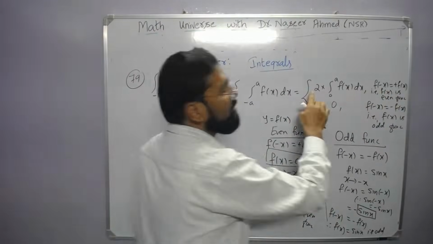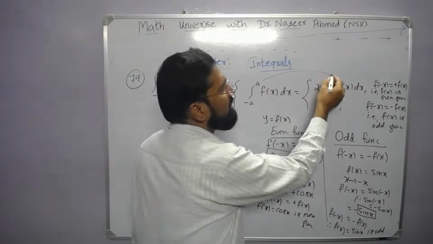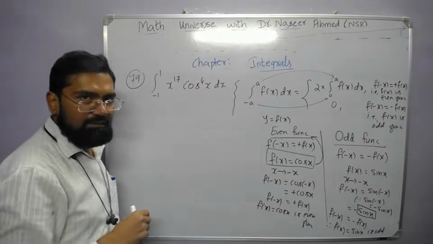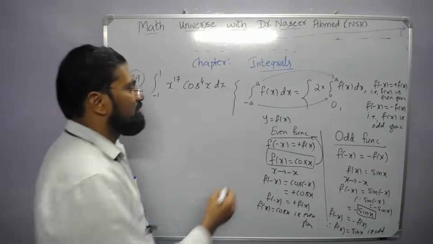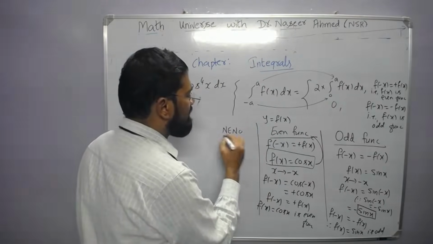For an even function, it will be 2 times the integral with lower limit zero and upper limit plus a. The upper limit remains the same, but the lower limit will be zero. Twice the area it will be. And every function will not be even or odd. For example, a power x is a function that is neither even nor odd.